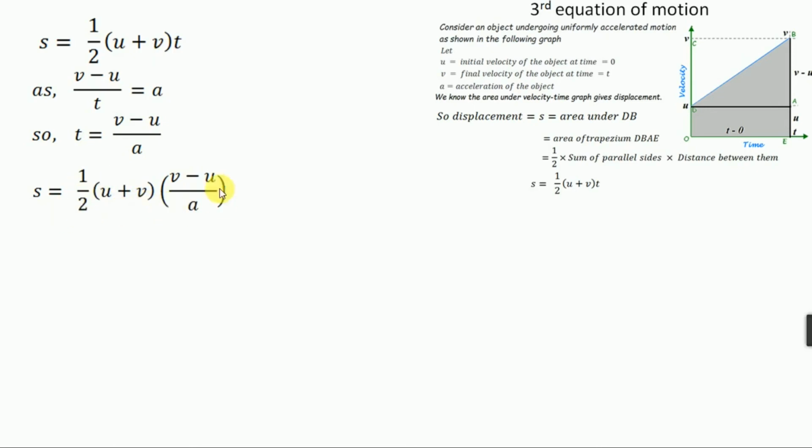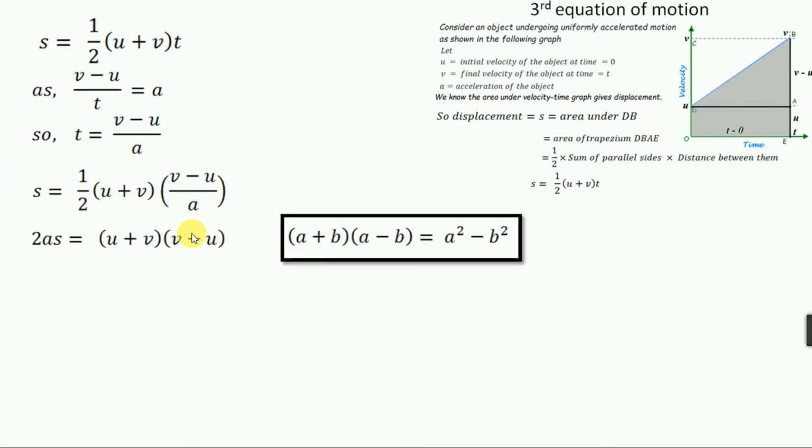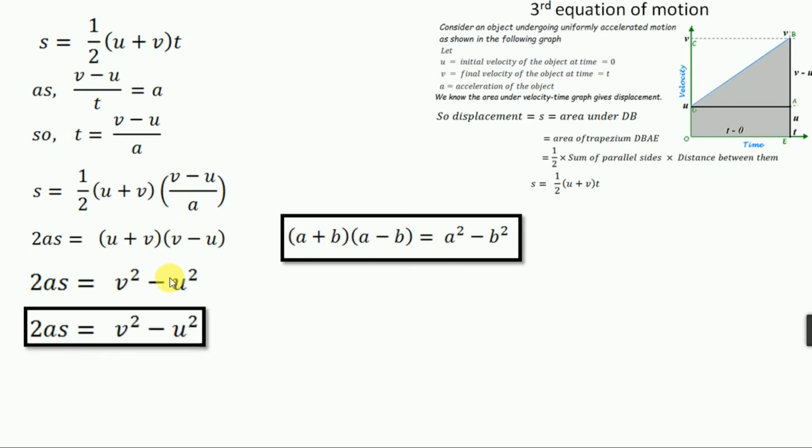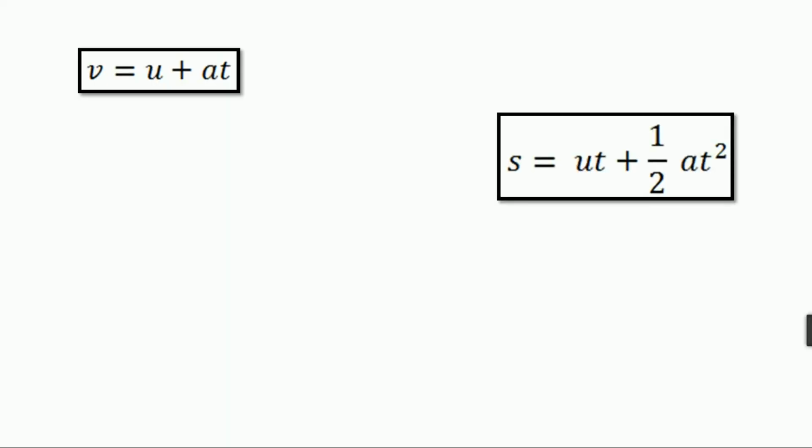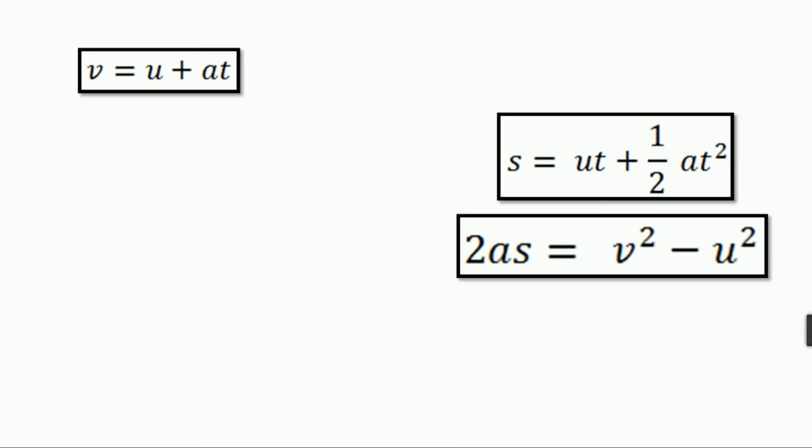Now I'll multiply this 2 and a to s, cross multiplication, v plus u into v minus u, and this formula is similar to a plus b into a minus b, that is a square minus b square. So I'll write 2as is equal to v square minus u square. This is the third equation of motion: 2as is equal to v square minus u square. So this is the first equation, v is equal to u plus at. This is the second equation, s is equal to ut plus half at square. And this is the third equation, v square minus u square is equal to 2as.